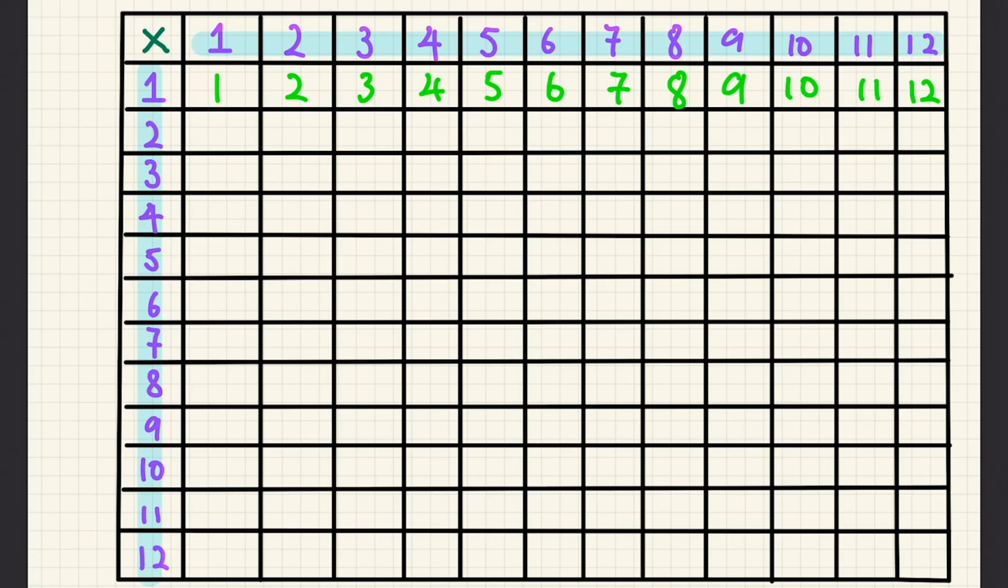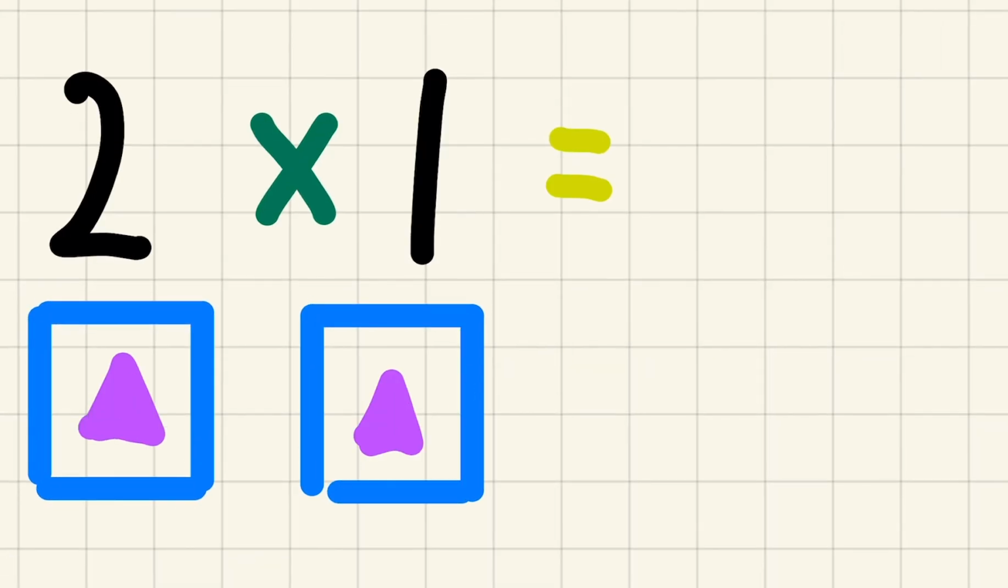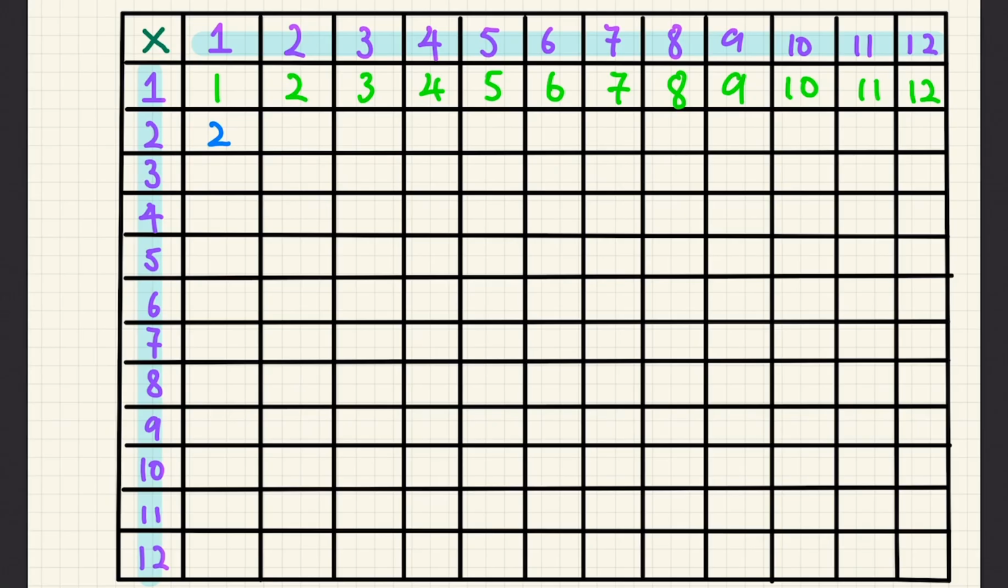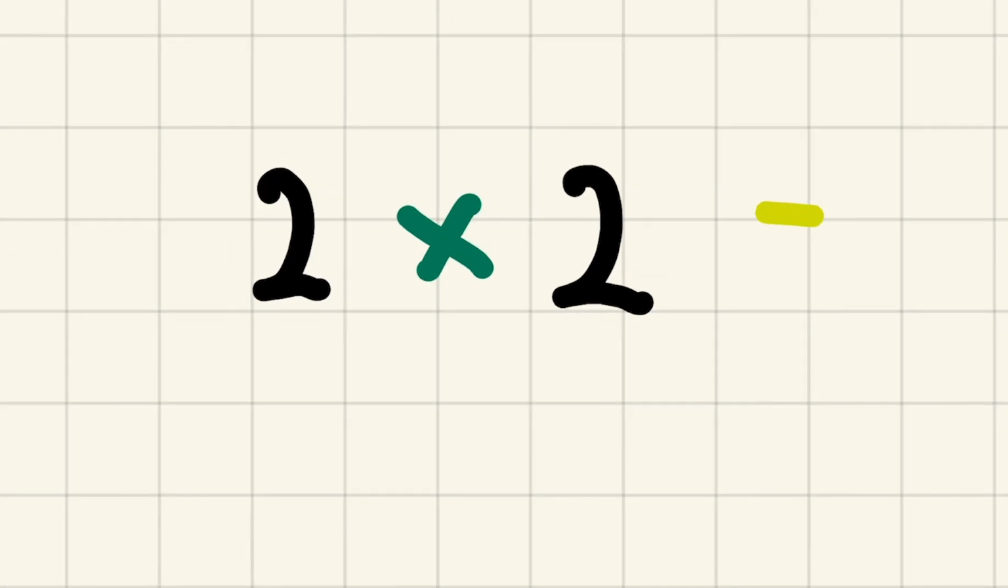Let's move on to the second row of the multiplication table. 2 times 1, which means two groups of 1, gives us 2. Remember, any number multiplying by 1 will always stay the same. The next on the chart is 2 times 2. That means two groups of 2.